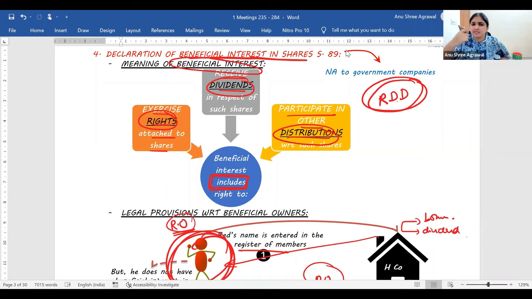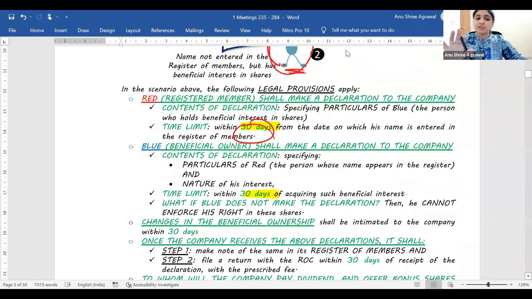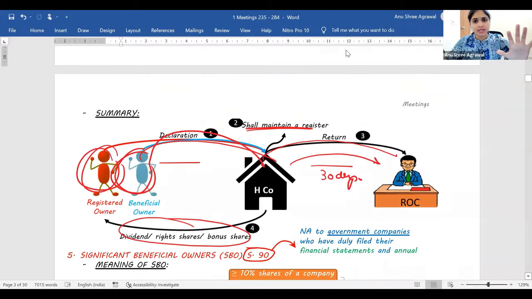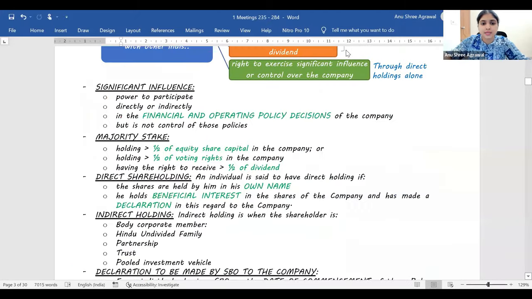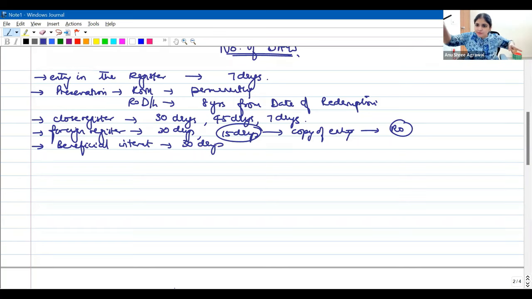The right to exercise rights relating to the shares, the right to receive dividend relating to the shares, and the right to participate in all other distributions relating to the shares. Okay, so this is it about the beneficial interest discussion. Crystal clear? Remember the three time limits for beneficial interest. All three time limits are 30 days. Red will inform the company within 30 days. Blue will inform the company within 30 days.